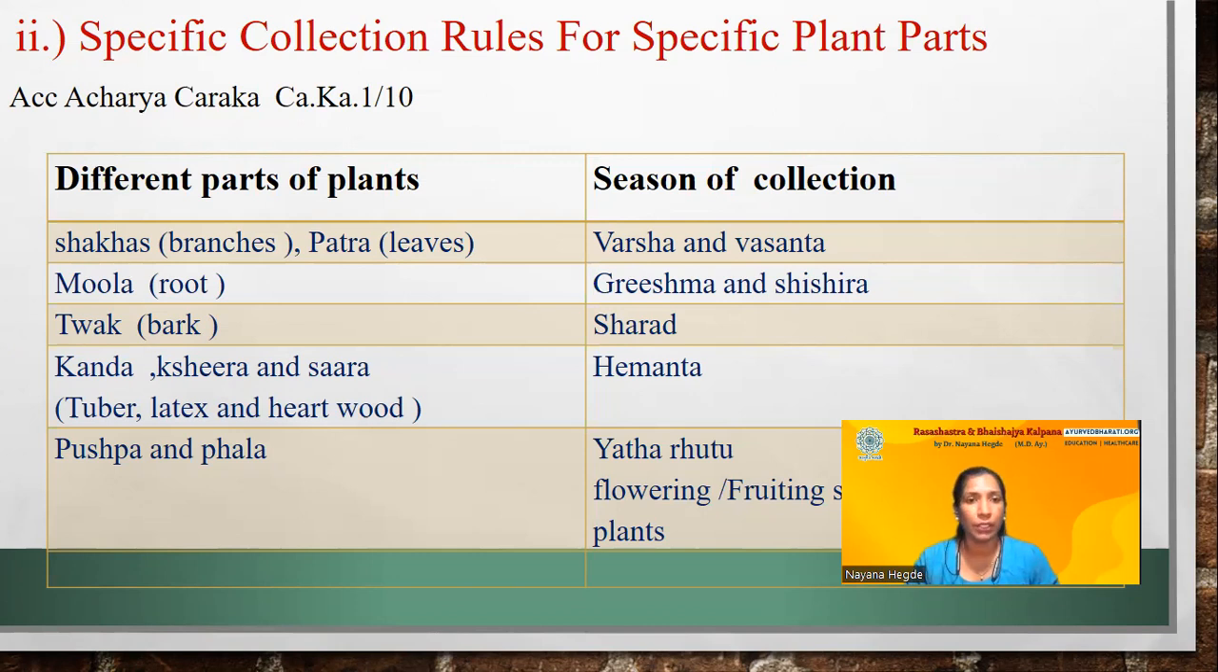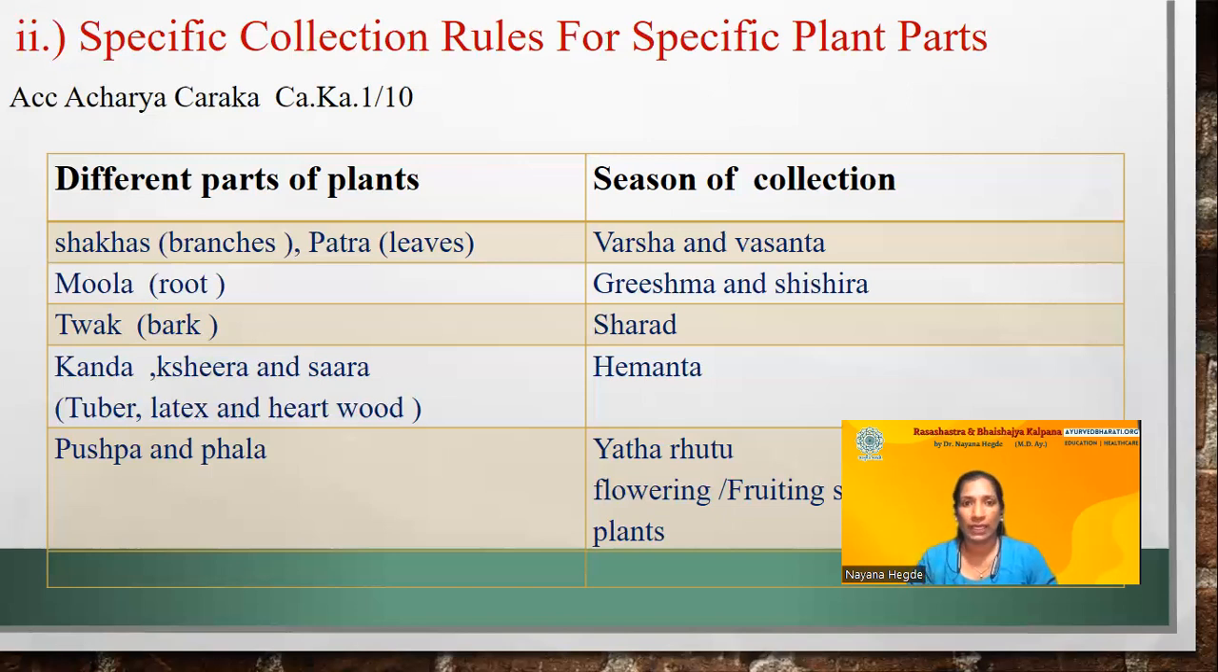So what are the mentioned Rutus now for the collection of different parts of the plant? Shakas and patras should be collected in the Varsha and Vasanta Rutu. Shaka means branches of the plant. Patra means leaves, for example, Talisa Patra. If you want to collect that, it is better if you are collecting in the Varsha and Vasanta Rutu. Moola. Moola means roots.